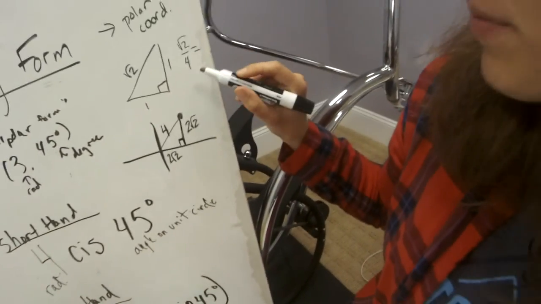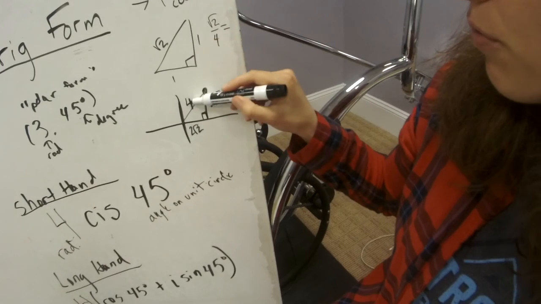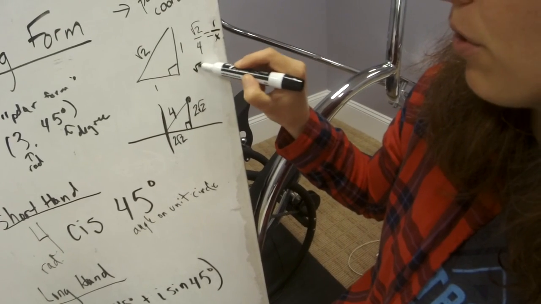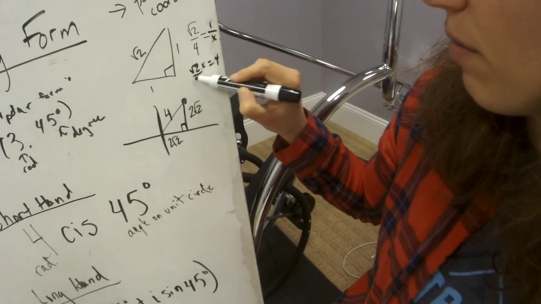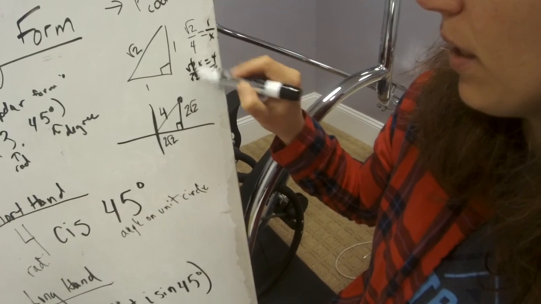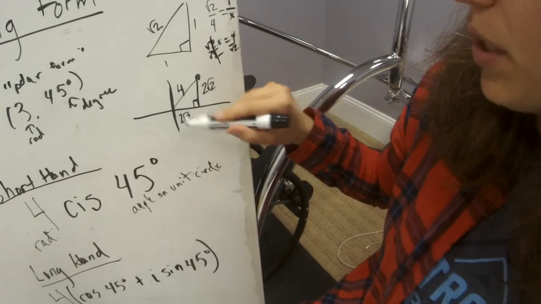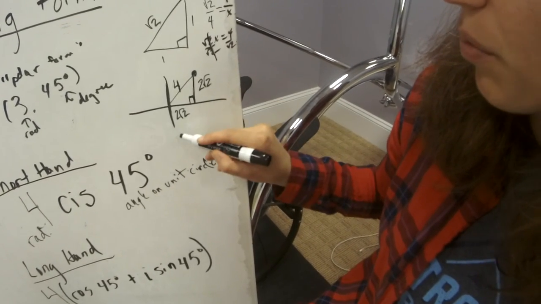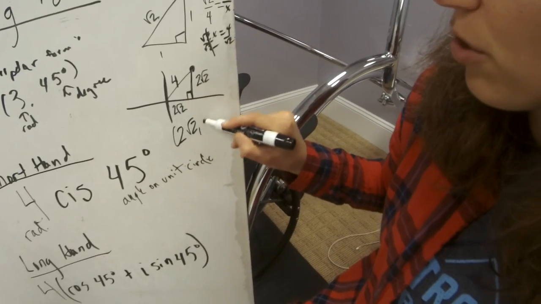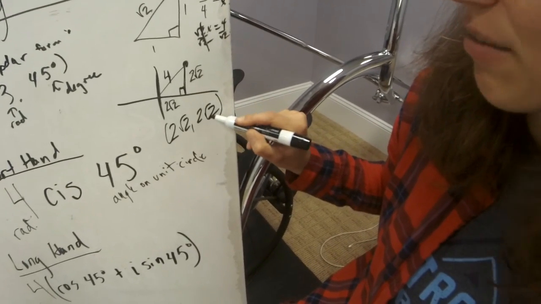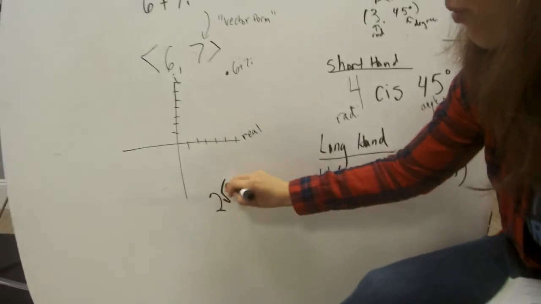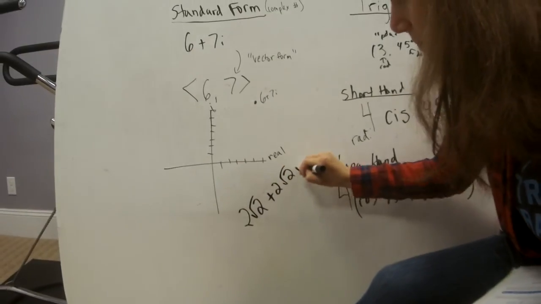Hopefully that's on the screen. Sorry. So root 2 over 4 equals 1 over x. Then we'd have root 2x equals 4. Divide by root 2, get the root 2 out of the bottom. Yeah, 2 root 2. So this would be that triangle. So this point would actually be the point 2 root 2 comma 2 root 2 if we were writing it as a point, or in standard form over here, it'd be 2 root 2 plus 2 root 2i.